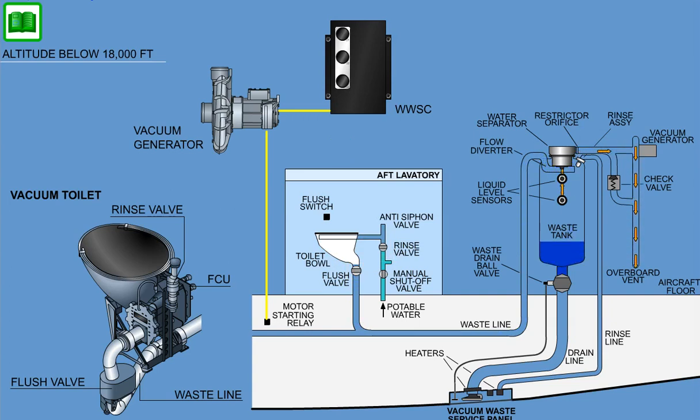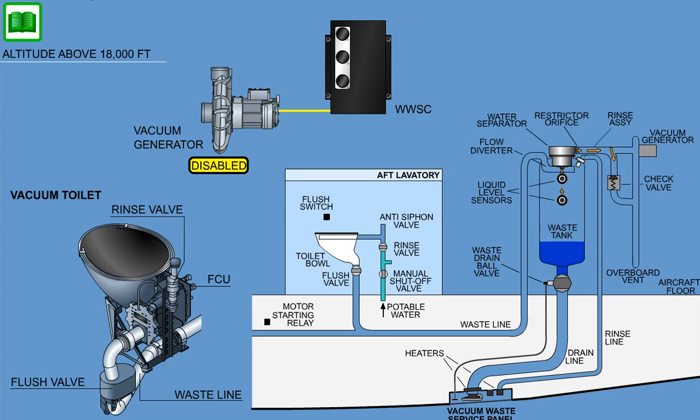10 seconds after the flush switch is pressed, the vacuum generator is disabled and the toilet is again ready for flushing. At altitudes above 18,000 feet, the differential pressure between the cabin and ambient is sufficient to transport the waste and the vacuum generator will not be powered.